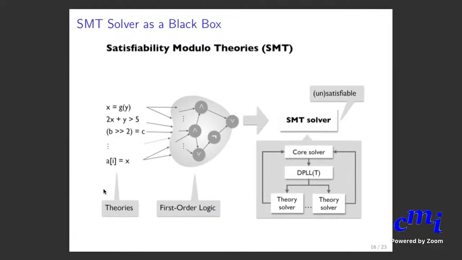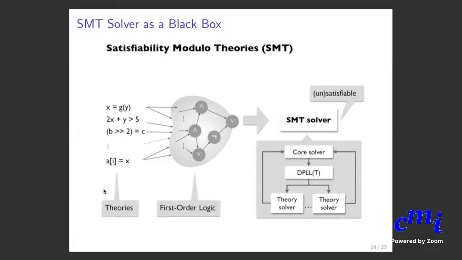But to check if 2x plus y greater than 5 and x minus 5 is less than 0, is that satisfiable? That is a conjunction of linear inequalities where the variables are ranging over real numbers. That is called the theory of linear real arithmetic, where the coefficients are all rational numbers, okay? That's what that theory is.